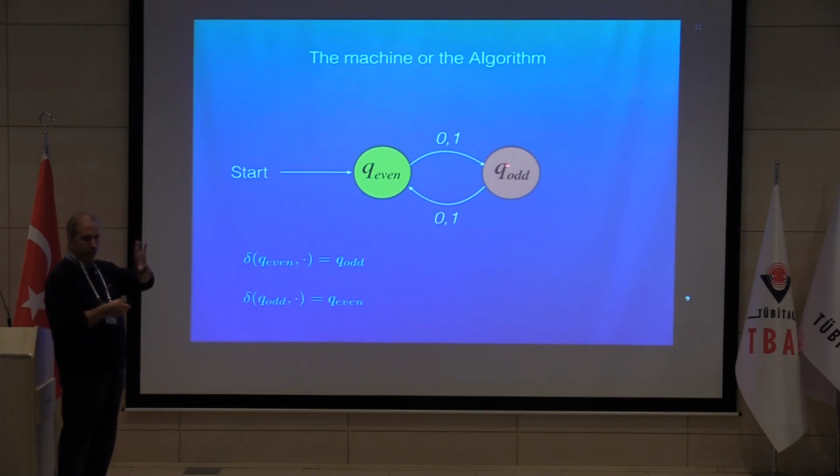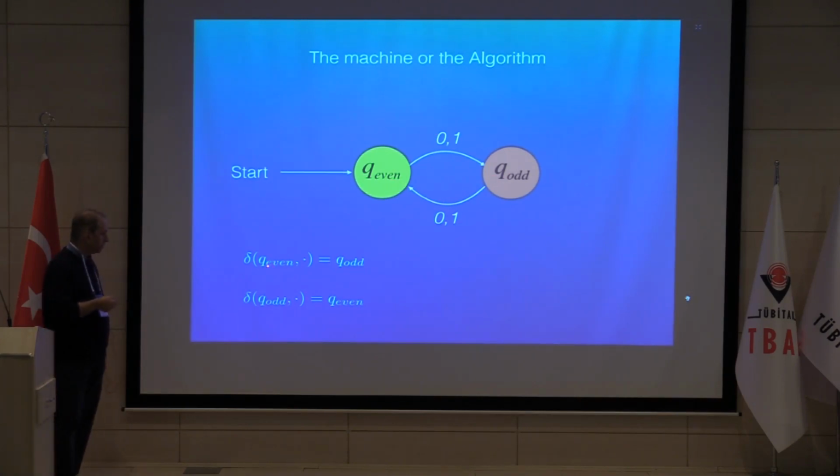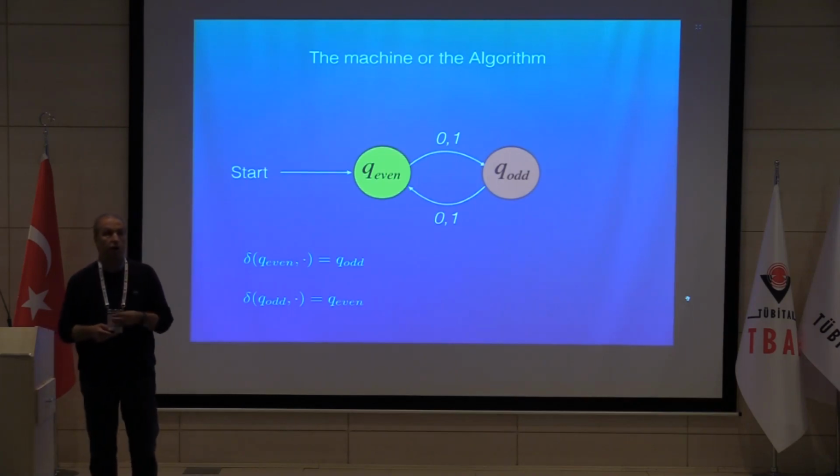Originally, the machine is in the red lamp. And then it receives the digits, and it goes on and on. And this is the mathematical way of writing this. This is a transition function. If the state of the machine is Q even, and it receives anything, it goes to Q odd. If it is in the Q odd state and receives a digit, 0 or 1, it goes to the Q even, it comes back. And now this machine can recognize any string, no matter how large that string is.